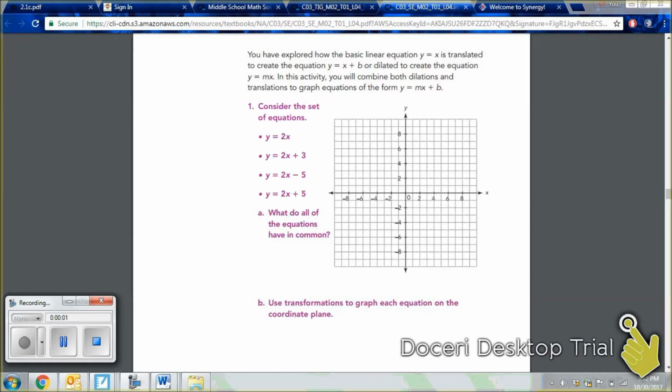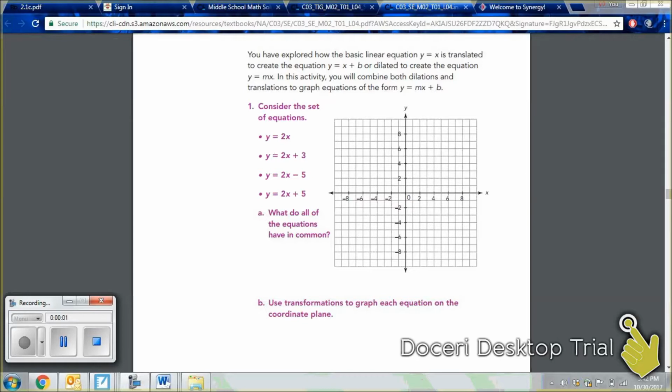linear equation y equals x is to create the equation y equals x plus b, or to create the equation y equals mx. In this, you will combine both and translations to graph of the form y equals mx plus b. Now, we've already talked about several things that were mentioned in the directions.